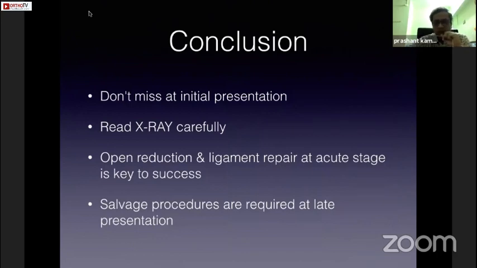So to conclude, in short, don't miss this initial presentation. Whenever they present, diagnose, and remember those X-ray signs, such as the Terry-Thomas sign, and the rest as I showed in earlier slides. If you recognize them early, treat them with open reduction and ligament repair. Early stage is the key to success, and whenever they present late, salvage procedures are required depending on the patient's functional requirement and the presentation scenario.